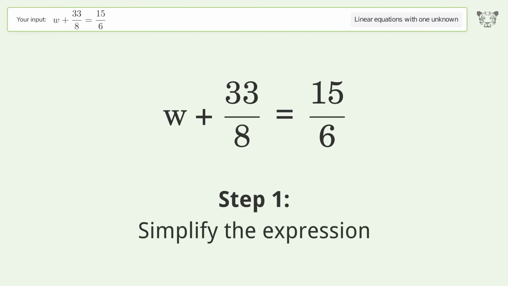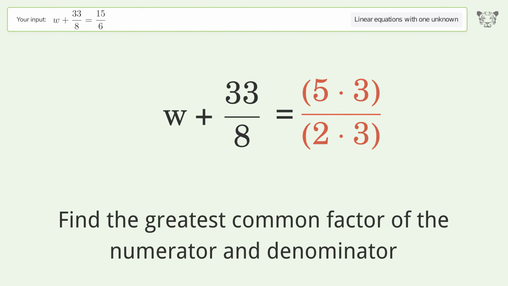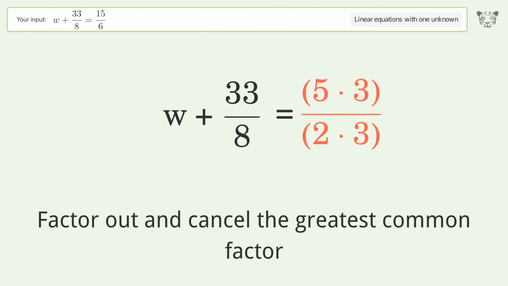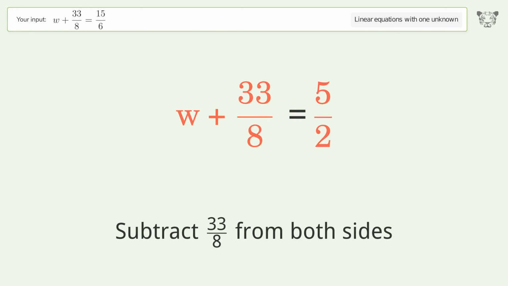Simplify the expression. Find the greatest common factor of the numerator and denominator. Factor out and cancel the greatest common factor. Group all constants on the right side of the equation. Subtract 33/8 from both sides.